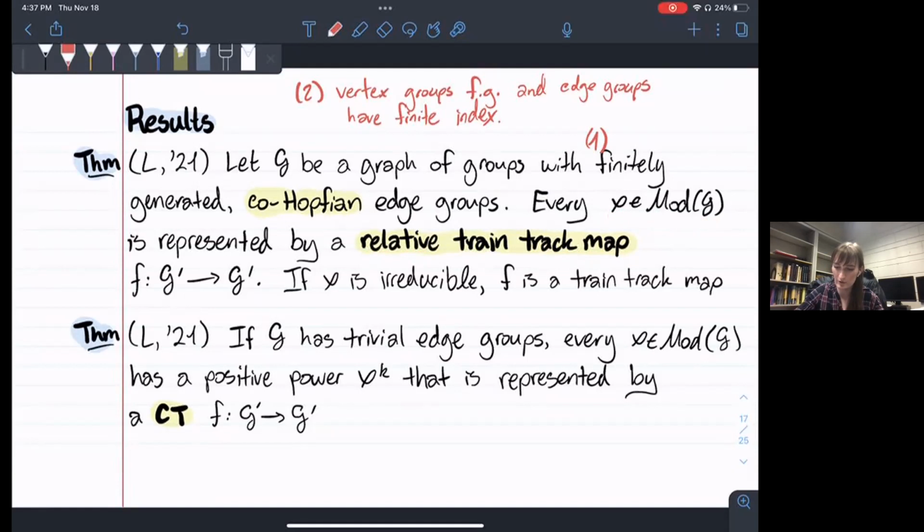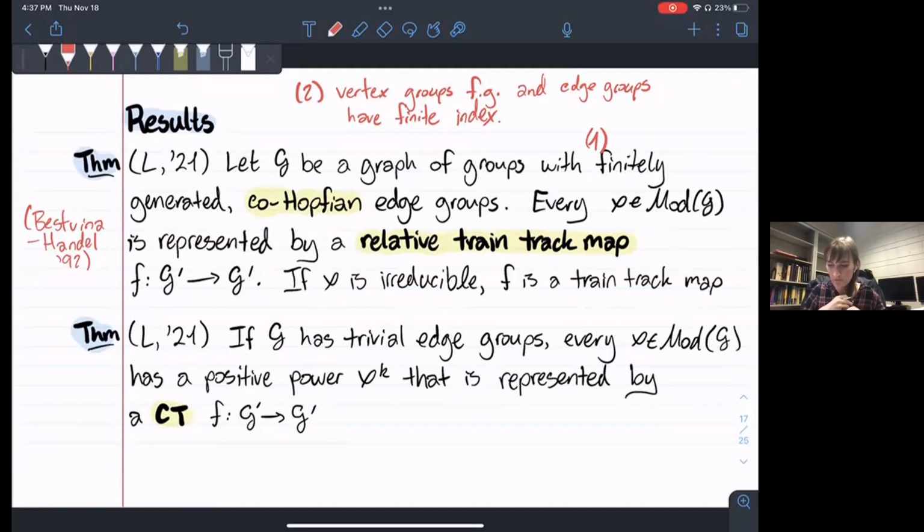Relative train track maps were introduced for outer automorphisms of free groups by Bestvina and Handel in 1992. I think maybe I will attempt to tell you what a relative train track map is. I think that would make a good place to go. If your automorphism happens to be what's called irreducible, then what you get is even better. It's called a train track map. I will definitely tell you what a train track map is.